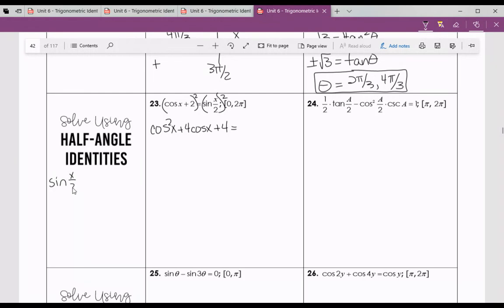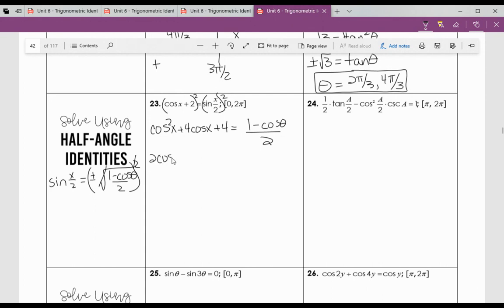Sine half angle is equivalent to, where's my plus minus? That would be plus or minus square root of 1 minus cosine theta over 2. Well, when you square that, the square and the root will cancel. So that gives me 1 minus cosine all over 2. By doing that, I have now created nothing but a cosine equation. And so now I can solve this. Multiply everything in the problem by 2 to clear the fraction.